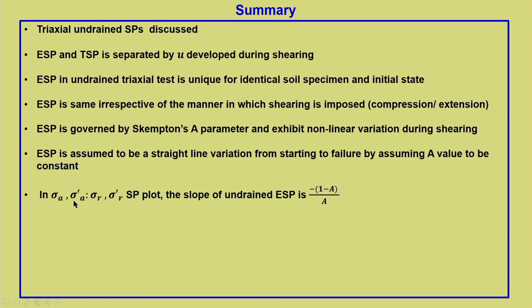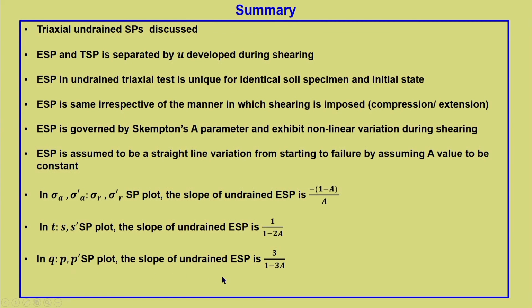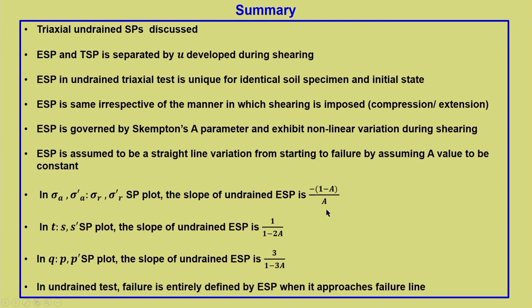In the sigma A dash, sigma r dash stress path plot, the slope of the undrained effective stress path is minus of 1 minus A by A. Now, in the TSS dash plot, it is 1 by 1 minus 2A, and in the QPP dash plot it is 3 upon 1 minus 3A. So, these expressions are unique. So, in an undrained test, failure is entirely defined by ESP when it approaches the failure line. So, we do not have anything to do with the total stress path, and this particular aspect will become very clear as we move further.